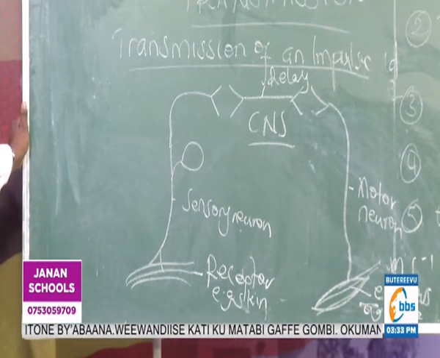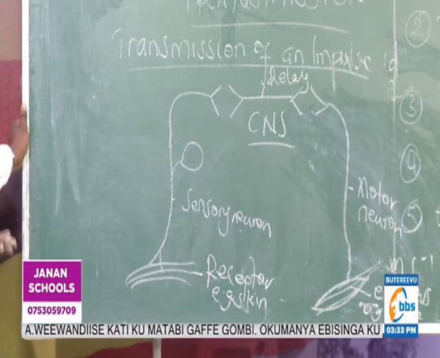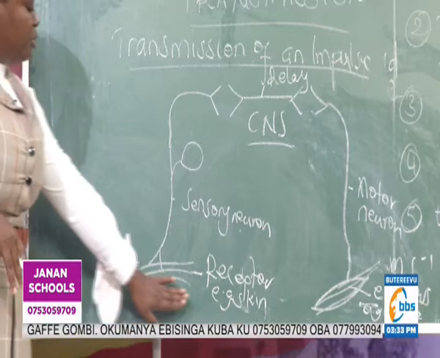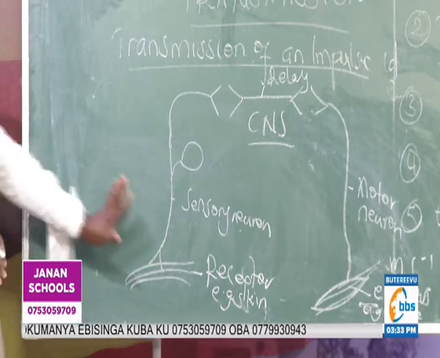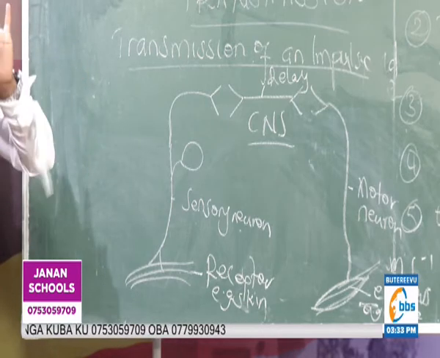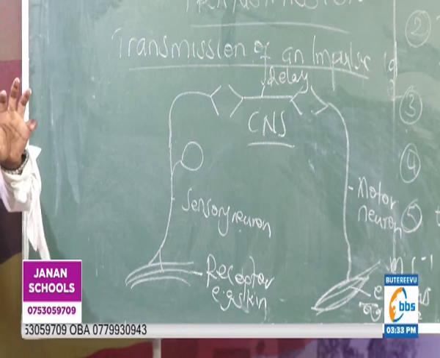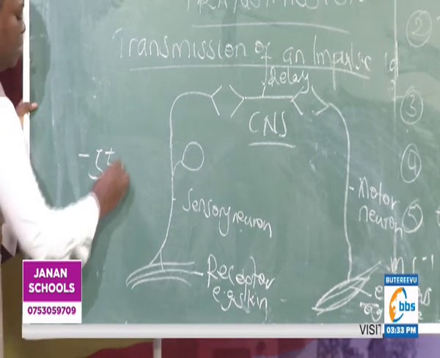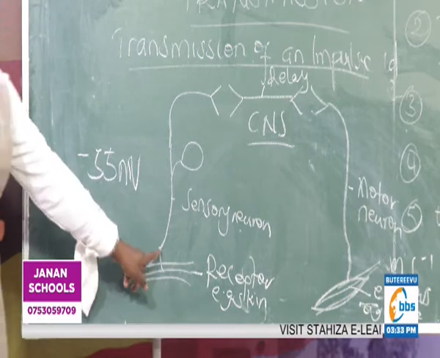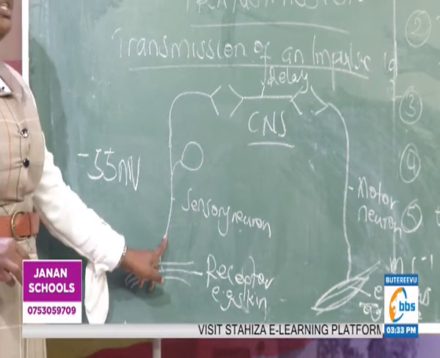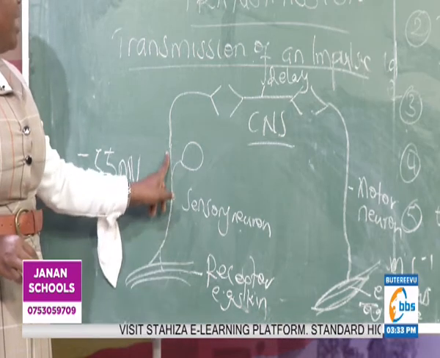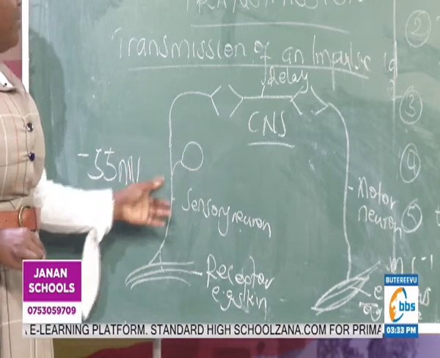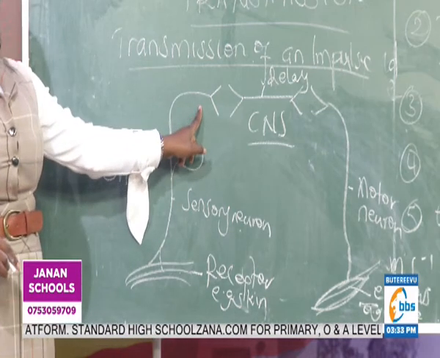So how is an impulse transmitted across a neuron through the central nervous system back to the effectors to bring about a reaction in your body? I start with the receptor, the skin. As I said earlier on, once you touch a hot object, the thermoreceptors in your skin will be stimulated. When they get stimulated, provided that the threshold level is reached, an impulse will be fired here, which will be transmitted across your sensory neuron, and then the impulse will be jumping from one node of Ranvier to another, increasing the speed of conduction. And then it will move across the sensory neuron in the form of an electrical message.